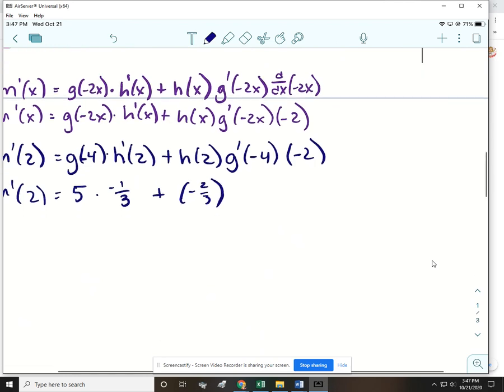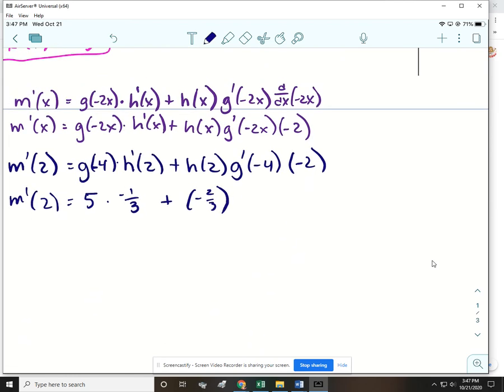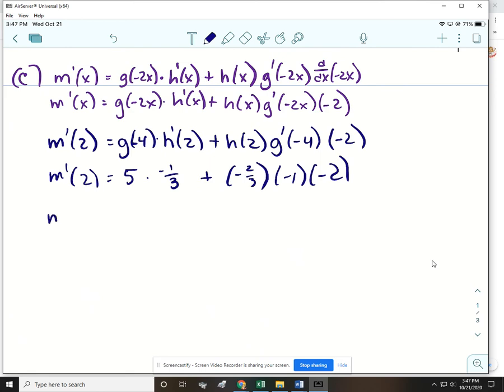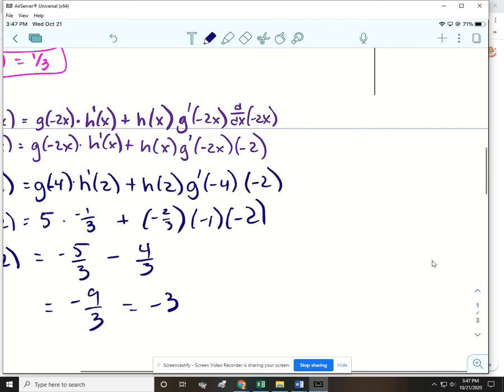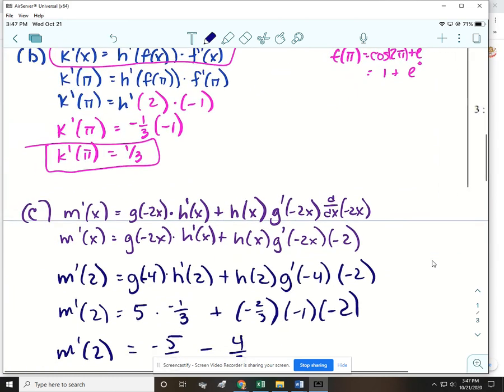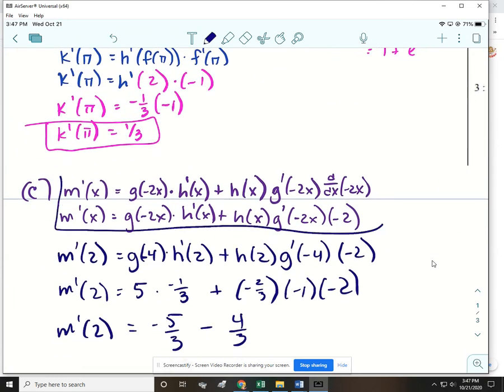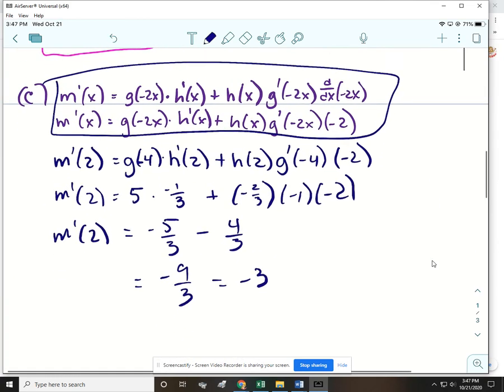G prime of -4 we'll just get from the table, and that's negative 1. And then we multiply by our negative 2, and you do all that multiplication. And you get negative 9/3, which is just negative 3. So on this one, let's see what the AP people say. You get 2 points for writing this stuff, getting it right, and 1 point for getting negative 3.